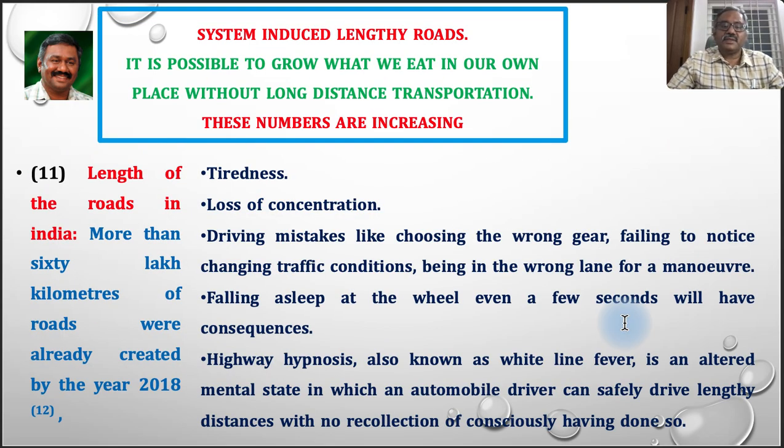System-induced lengthy roads. It is possible to grow what we eat in our own place without long distance transportation. These numbers are increasing, that is, system-induced lengthy roads are increasing. More than 60 lakh kilometers of roads were already created in India by the year 2018. Now it is more than 70 lakh kilometers.